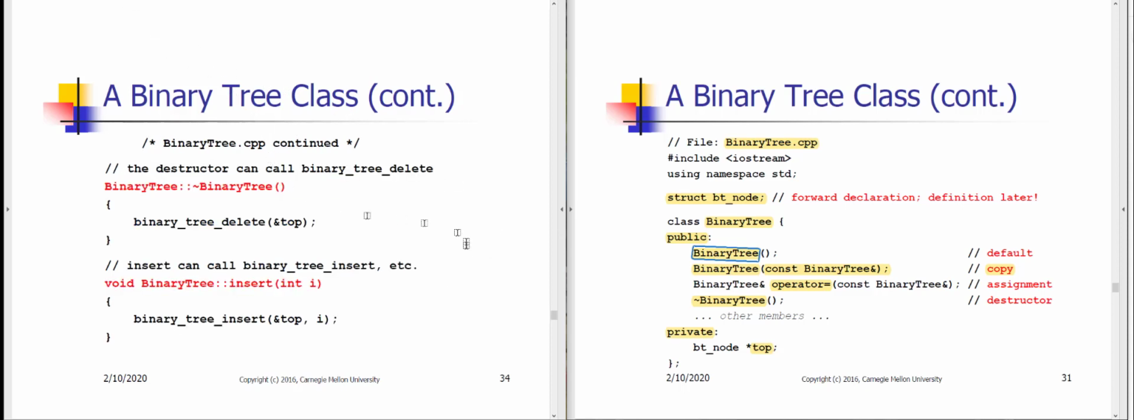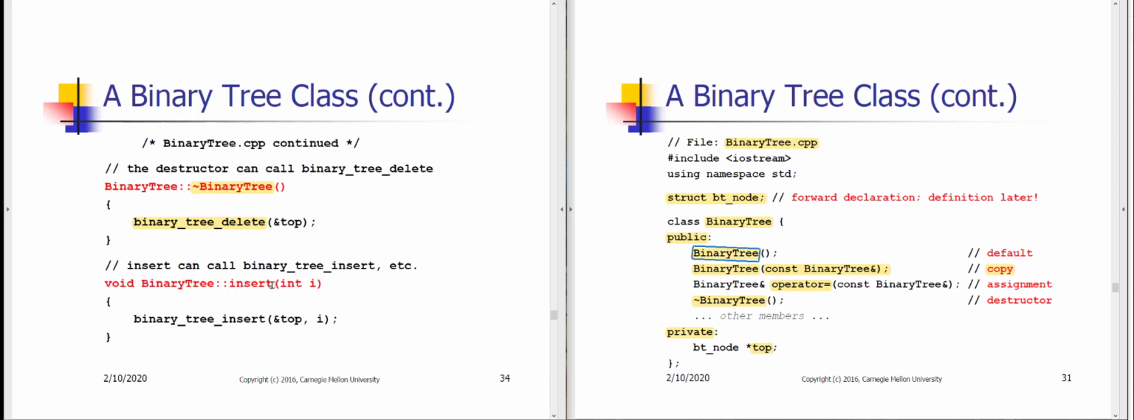Continuing on, here is our destructor. This is our binary tree destructor. It is also a member of the binary tree class. And we already have this function that we developed before called binary tree delete that we can simply use. So we're going to call binary tree delete, which requires us to pass in the address of the header node, that is the address of top. And we know that binary tree delete will do the correct thing. All of the nodes in the binary tree will be deallocated, and top will be reset to 0 or null pointer.